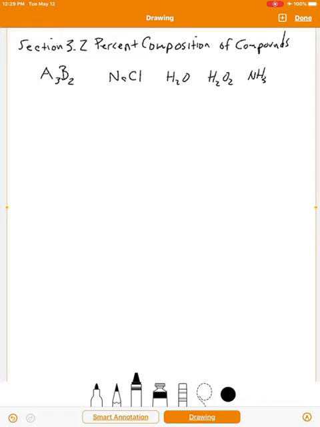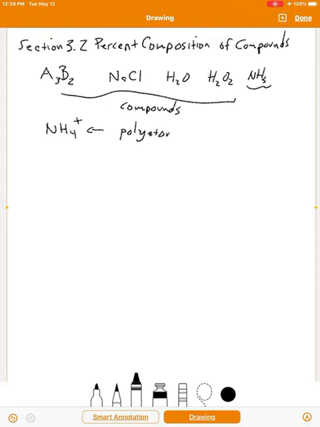There's no charges overall. It's a neutral substance. If the chemical formula has a charge, for example, NH4 plus is similar to NH3, it's close to ammonia, just has an extra H plus in it. This would be called a polyatomic ion. We don't call it a compound. We call it a polyatomic ion, okay? The calculation we're going to do here, you could do for polyatomic ions, but generally they're done for compounds.